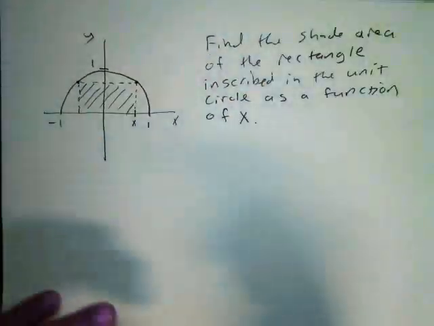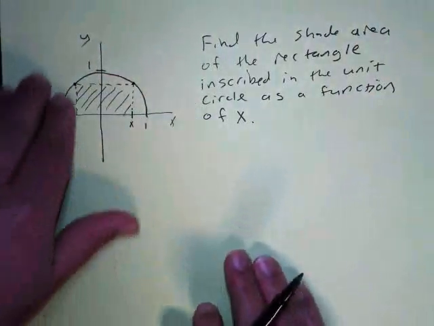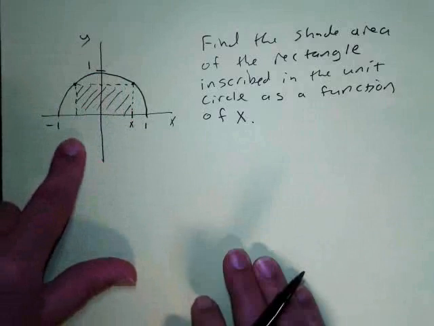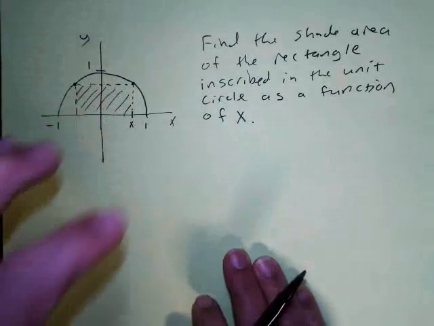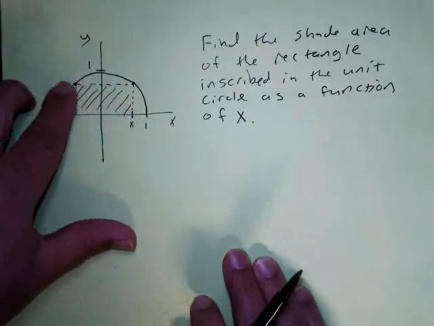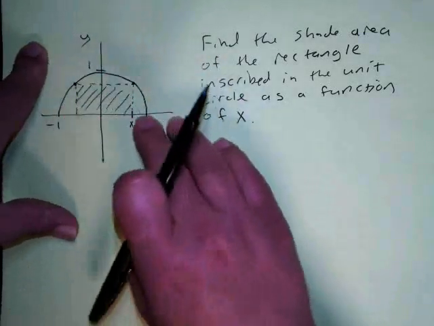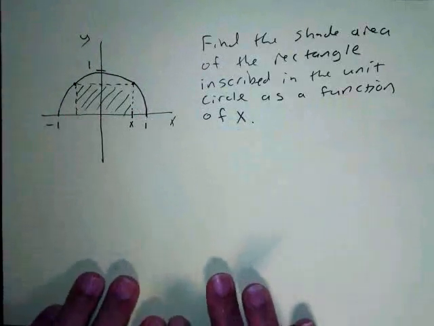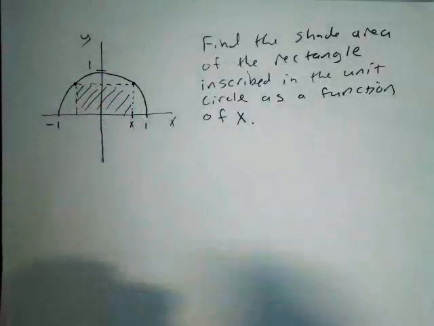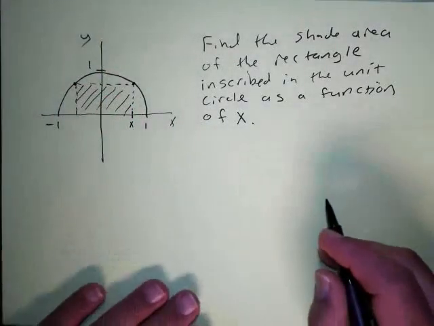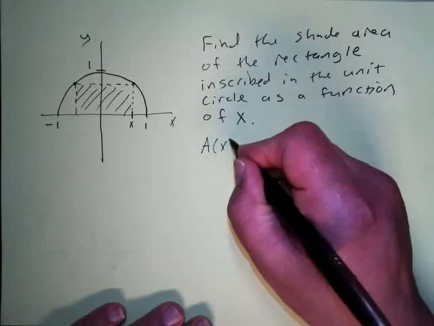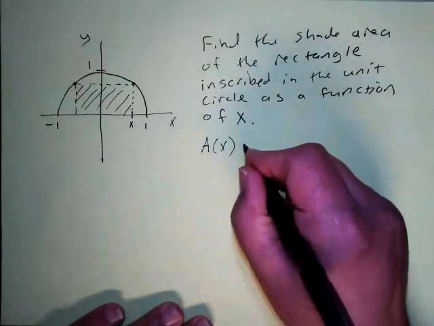Oftentimes, when you have a real world problem, you might put a coordinate system there and choose where your origin is going to be in the problem. It doesn't matter. When you put the coordinate system, you pick it so it's really convenient. Like I wouldn't put the origin over here and have a circle down here. That would just complicate things. So I'm going to use a unit circle, and then you have this rectangle. Okay, well, I want to find the area of the rectangle as a function of x, right?